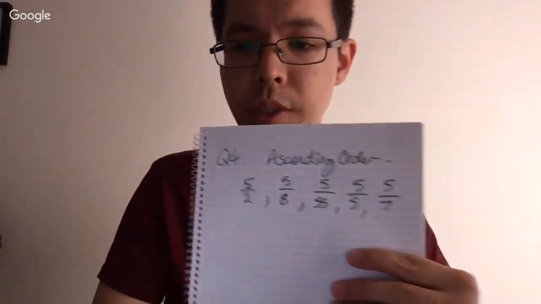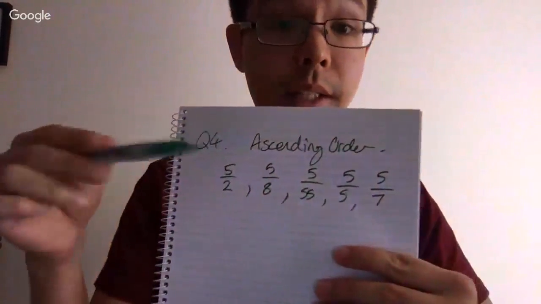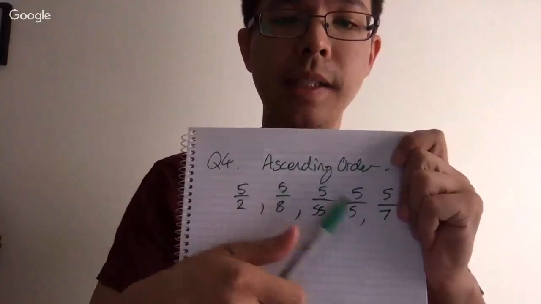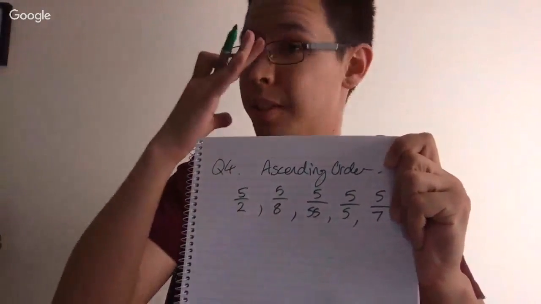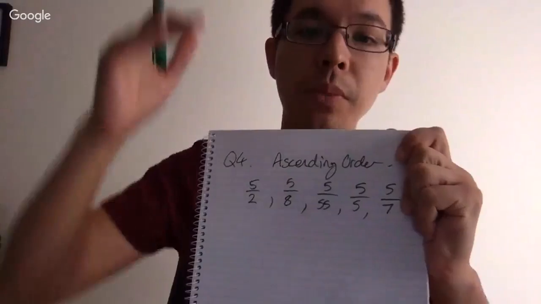Question 4, place the following fractions in ascending order. So we've got 5 over 2, 5 over 8, 5 over 55, 5 over 5, 5 over 7. Okay, so that's the question from 4 on section B. And let's unpack the strategy and how to solve this. Well, first, ascending order means you're going from low to high. So you're literally ascending the staircase. You're going up in value.